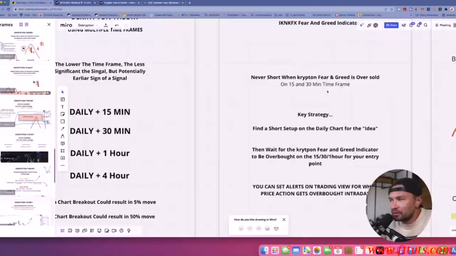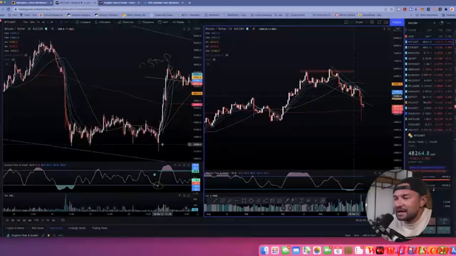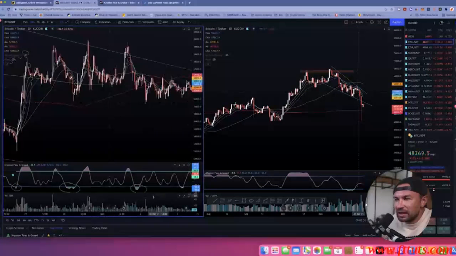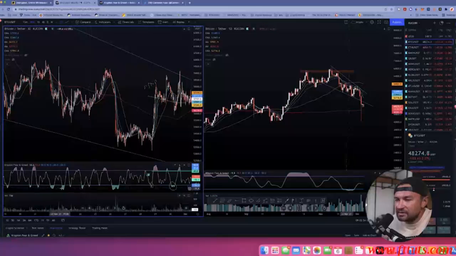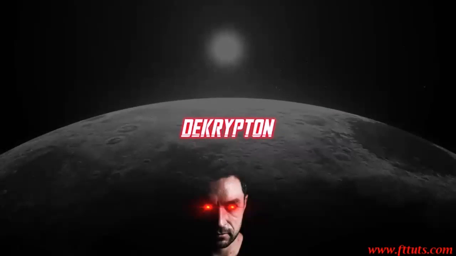So never short when the Krypton Fear and Greed indicator is oversold on the intraday chart, whether it be 15, 30 minute, you can even say 1 hour chart here also, because you're just asking for trouble. Oversold is not a good time to short. Anytime it's down there on an intraday chart, it's likely going to see some sort of squeeze to the upside. So anyways, that's what I look at when I'm looking at the daily and intraday charts and looking for short positions. Welcome to the dark side.